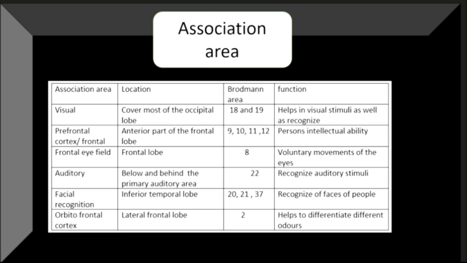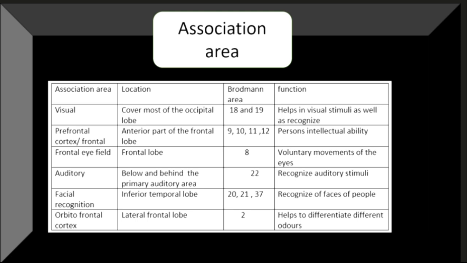And next is the facial recognition. If you're going to a marriage function or any birthday party, or you're seeing someone else at that birthday party, you just recognize this person. Yeah, I have seen him at the bus stand, or I have seen him at the railway station, right? It is because of the facial recognition.